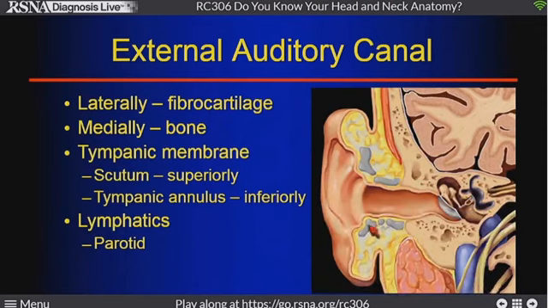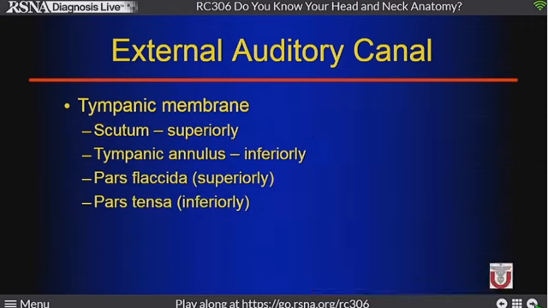So laterally we have the fibrocartilage portion, medially we have the osseous portion, and it extends up to the tympanic membrane. The tympanic membrane goes from the scutum, or shield, down to the tympanic annulus, that inferior attachment of the TM itself. Important drainage: the pinna of the ear and the periauricular skin. The first nodal drainage station is the parotid. That's where the lymphatics are leading.